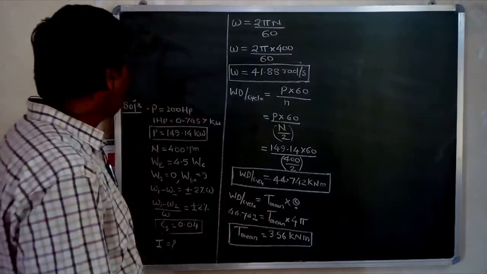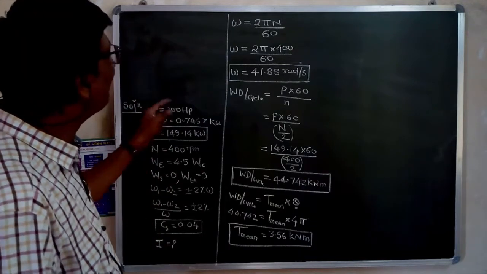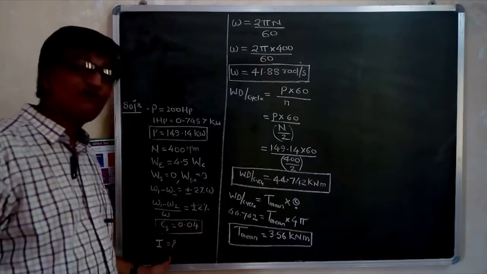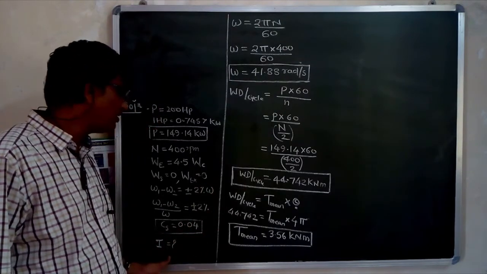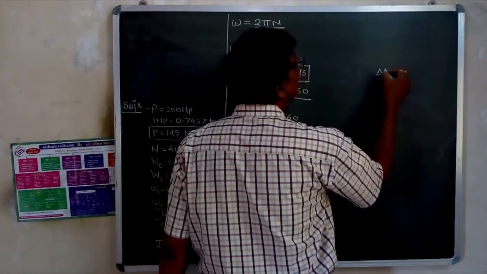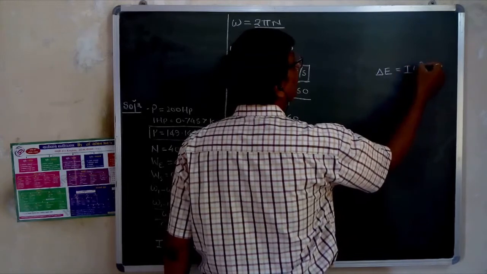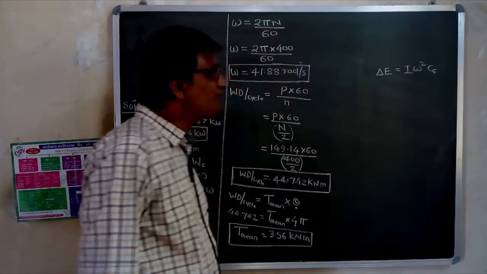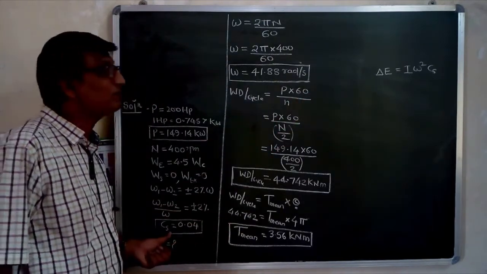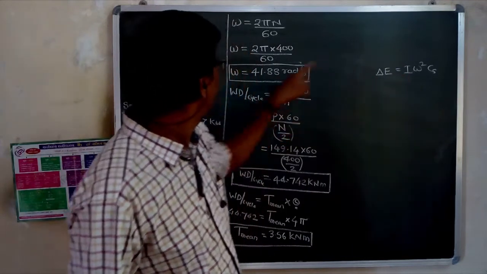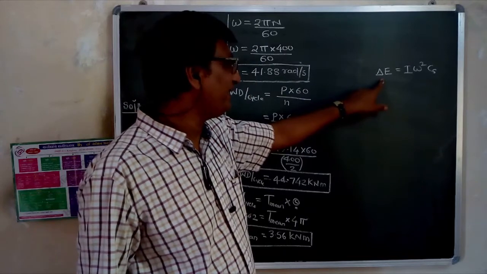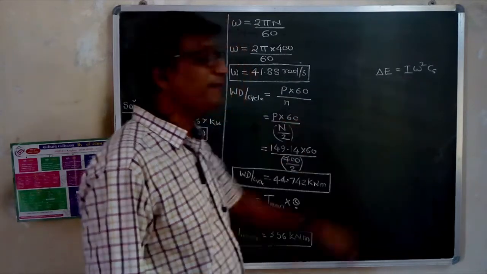Okay, now what is the challenge? The challenge is to calculate the moment of inertia. As you know, moment of inertia is to be calculated, and you don't know mass and radius of gyration, but you have one relation for the moment of inertia, that is delta E is equal to I omega square Cs. Now if you see here, I have Cs, this one. I have omega, this one, and if I am able to calculate delta E, I can find out I. That is my main aim.